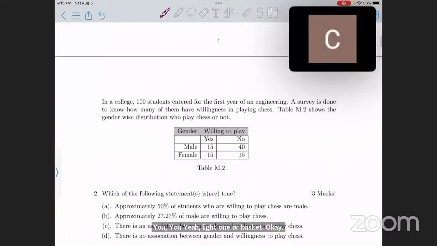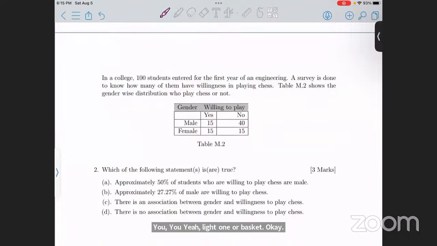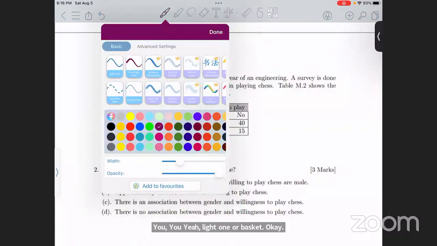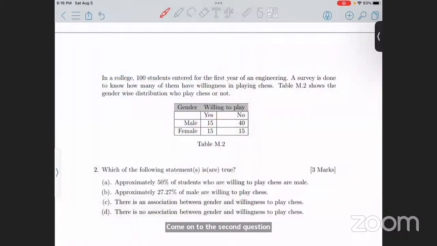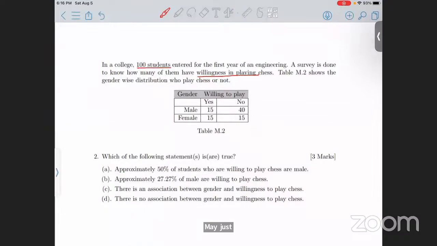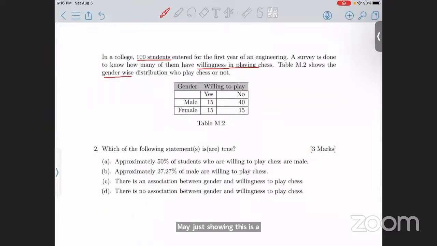We'll move on to the second question. In a college of 100 students, in the first year, a survey is done to know how many of them are willing to play chess. This shows gender-wise distribution, male and female.